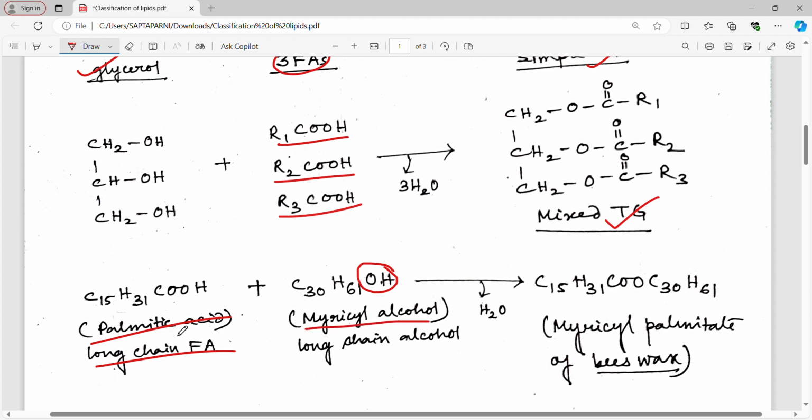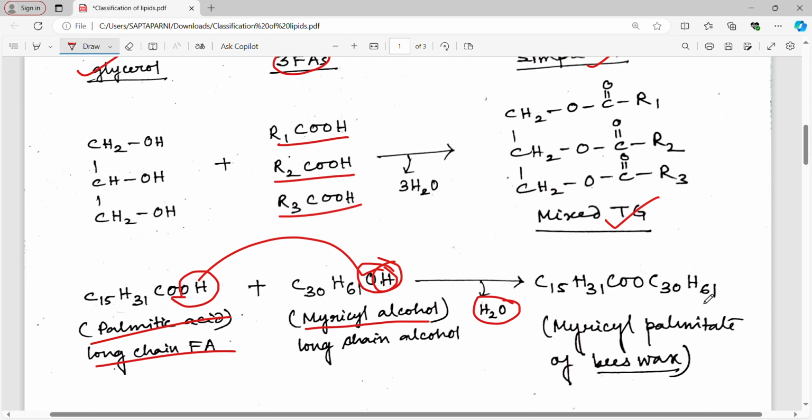When this palmitic acid and myricyl alcohol react with each other, obviously from here the OH group, and from here one hydrogen will be liberated as H2O, and the bond will be formed as C15H31COOC30H61.